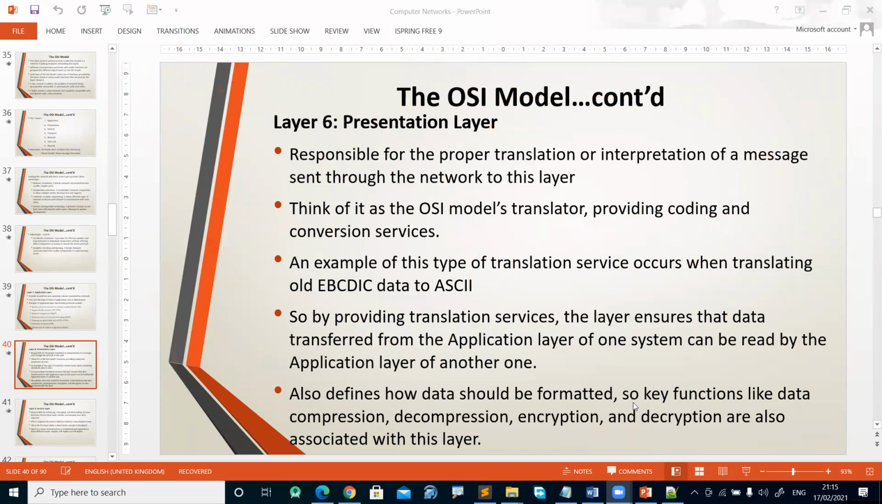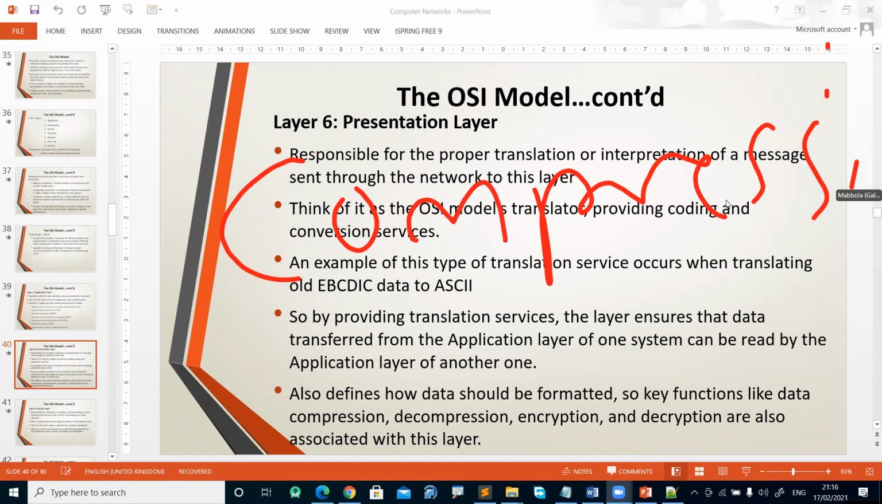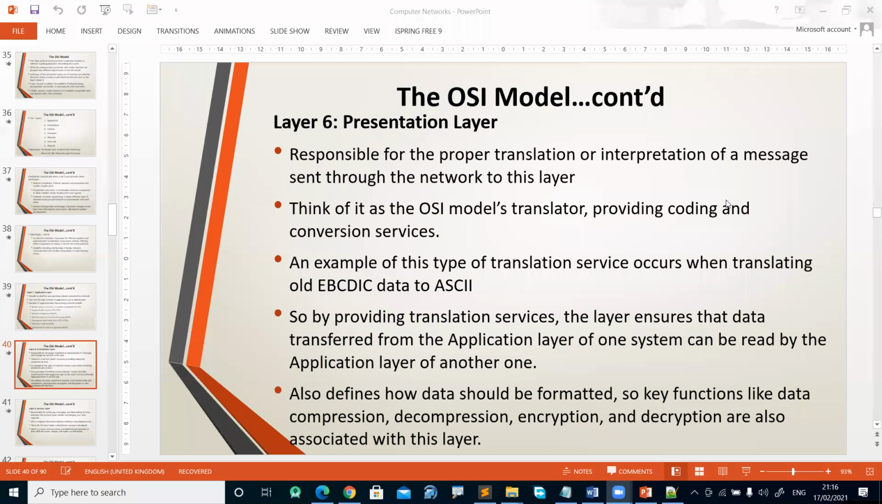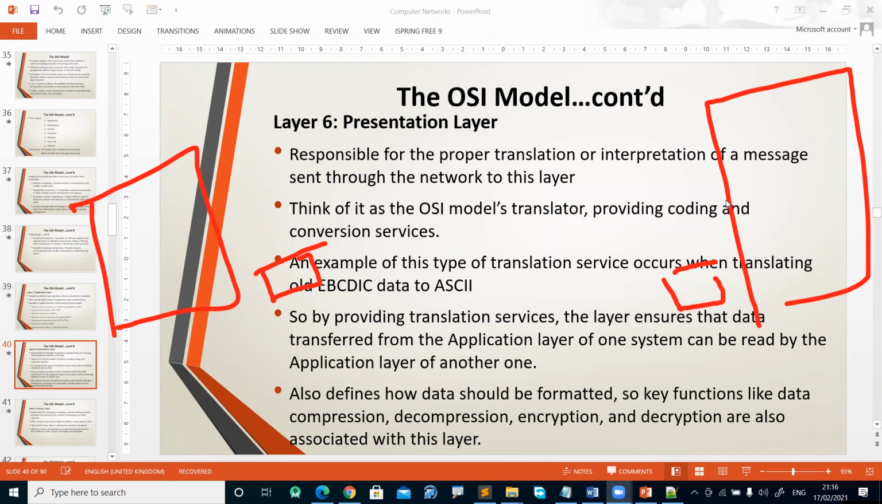Then there's still one more job this layer does. The last point says it does compression. What is compression? Something which was big, you compress it to become small so that it can smoothly go on the internet without using too much data. When you send on your side, it will compress, make it small. Somebody who receives it will receive it small, but it will be decompressed to appear originally big.